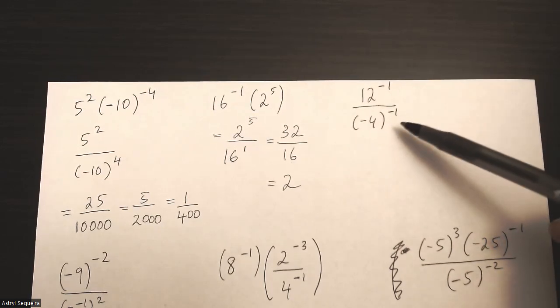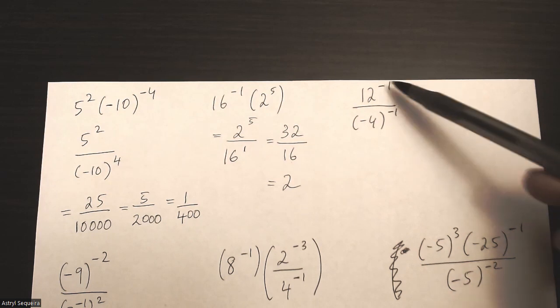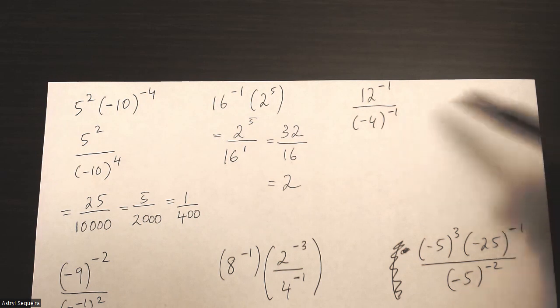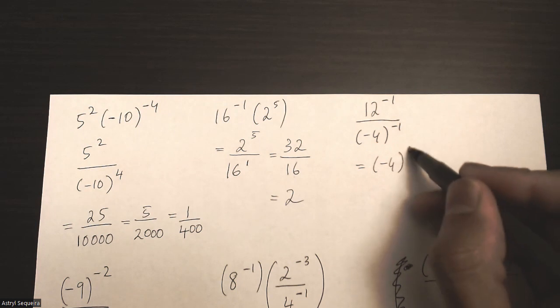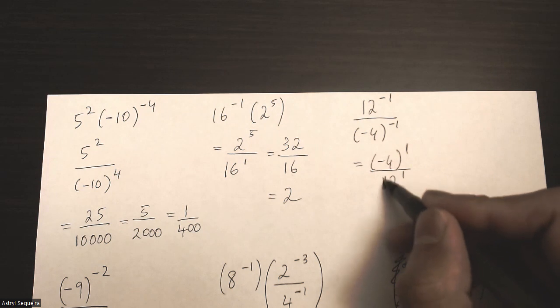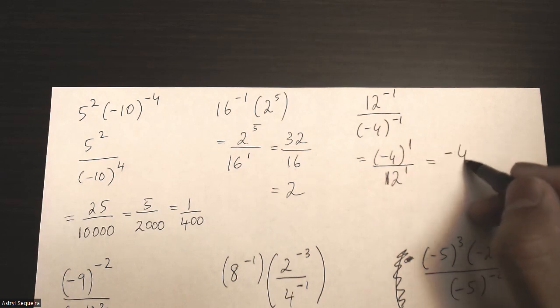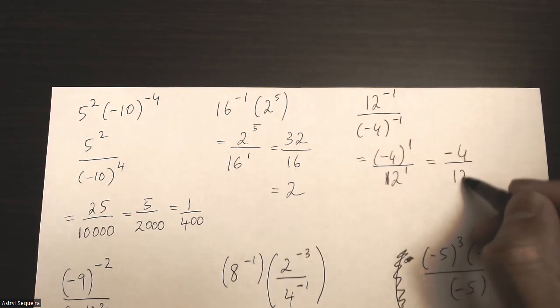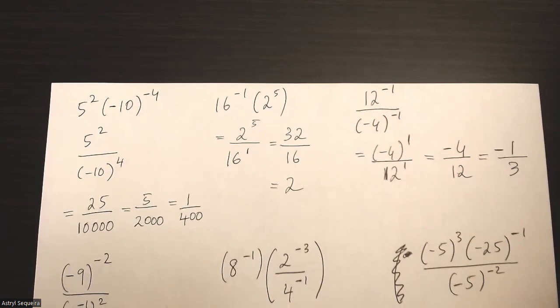Let's go to the third question here. In this question, I have a negative exponent in the top and a negative exponent in the bottom. I'm going to flip them both to make both the exponents positive. This is going to turn into negative 4 to the power of positive 1 divided by 12 to the power of positive 1. I move them both and change both the exponents. Negative 4 to the power of 1 is just negative 4, and 12 to the power of 1 is just 12. And then negative 4 divided by 12, I can divide them both by 4. So this just simplifies to negative 1 over 3.